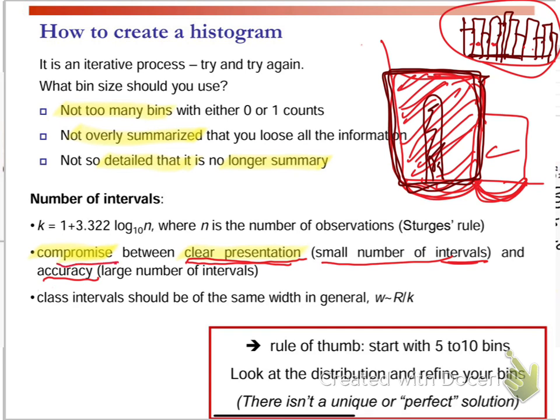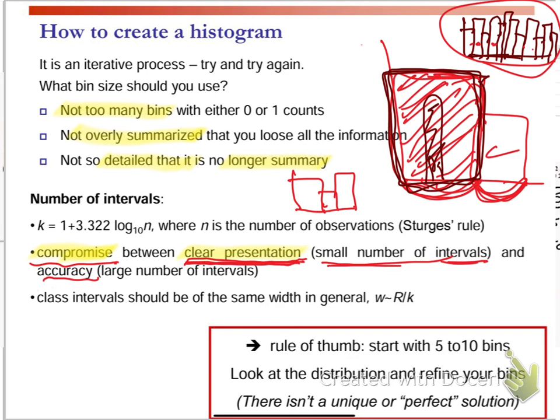Compromise means I have to give something and take something. I have to give and take. I should not take everything one way and leave everything in the other way. I should reach something in between. This is called compromise. I have to compromise on the clear presentation. Maybe only 3 blocks or 4 blocks will be enough, or 5 blocks. Maybe 6 or 7. So it depends on my data. So I should have a clear presentation, small number of intervals.